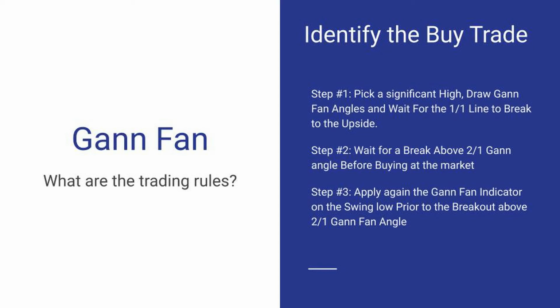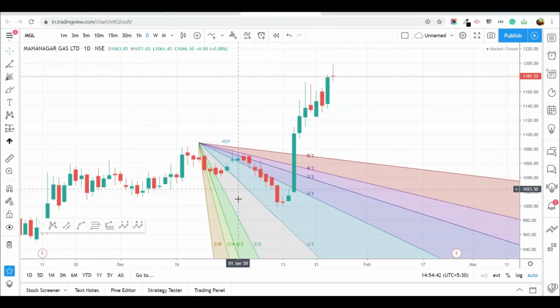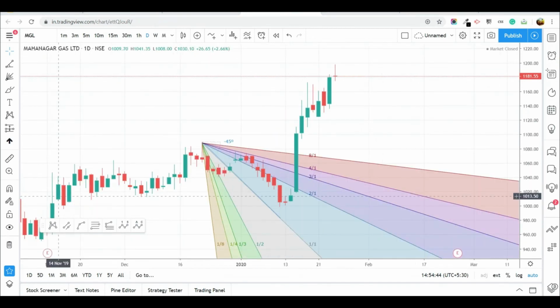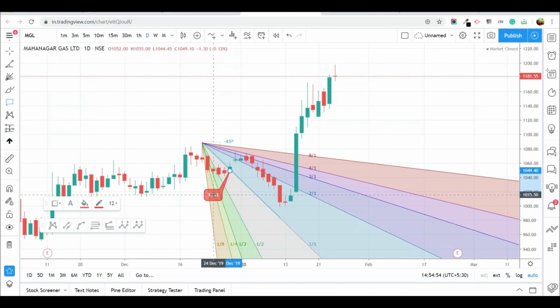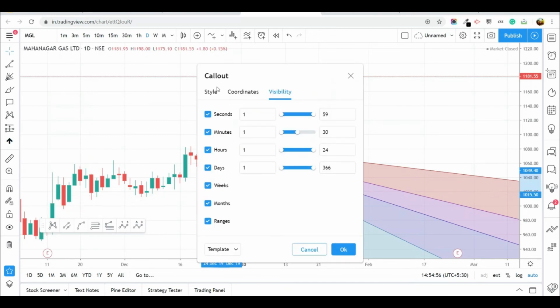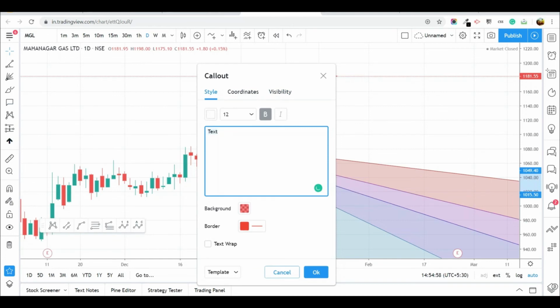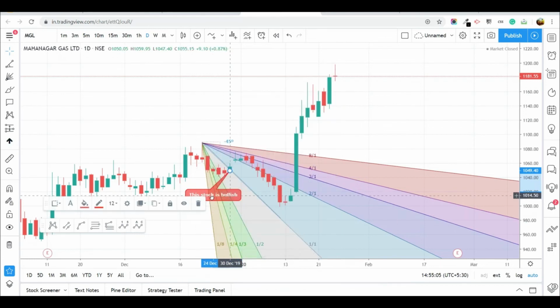So step one is pick a significant high. We did that. Draw a Gann Fan angle. We did that. And wait for the 1x1 line to break to the upside. The 1x1 line is this, which is broken here to the upside. It means the market is bullish and in an uptrend. The stock is bullish and in an uptrend as per this theory.